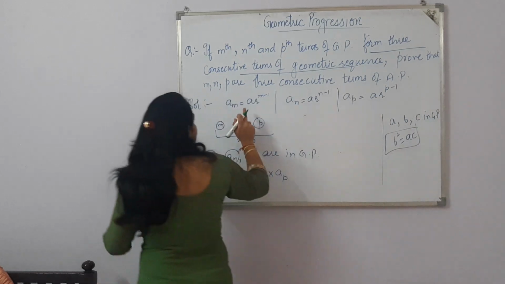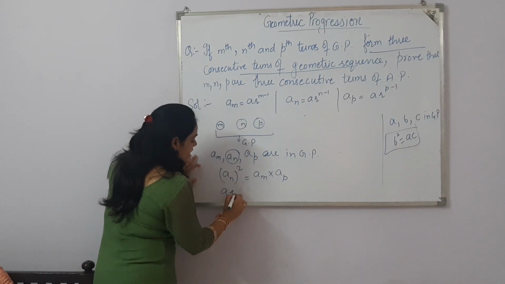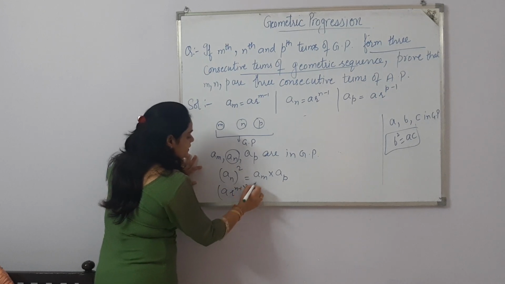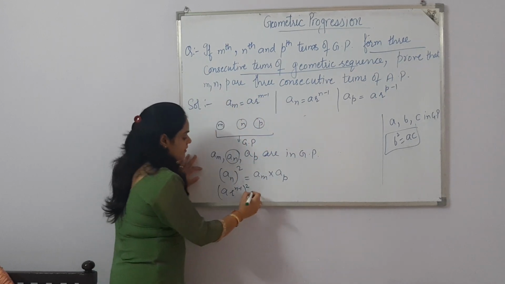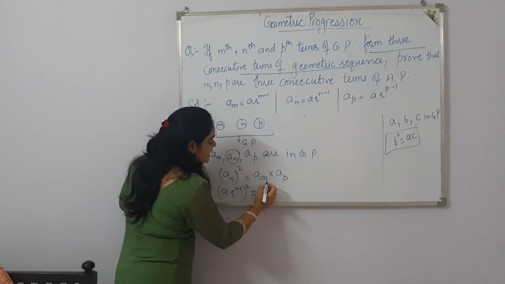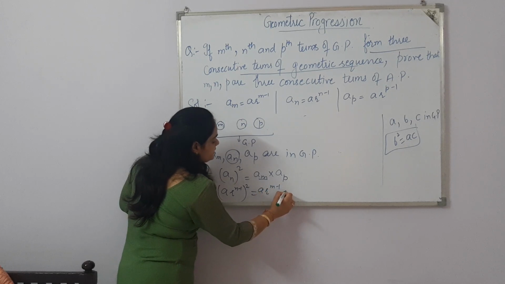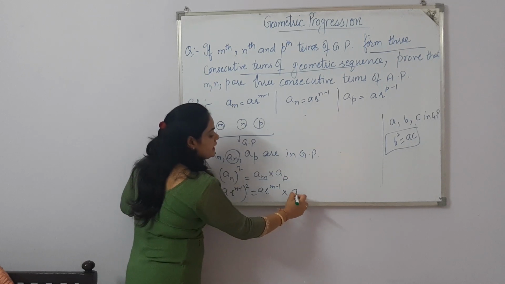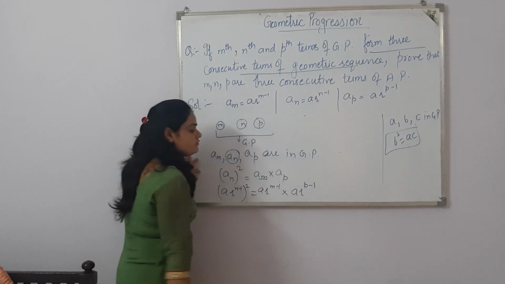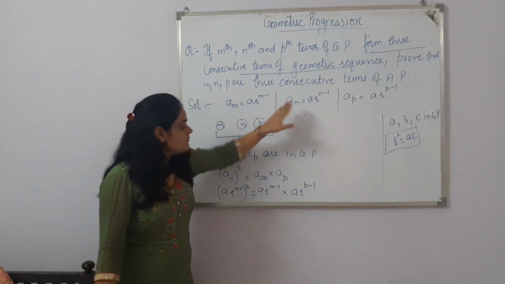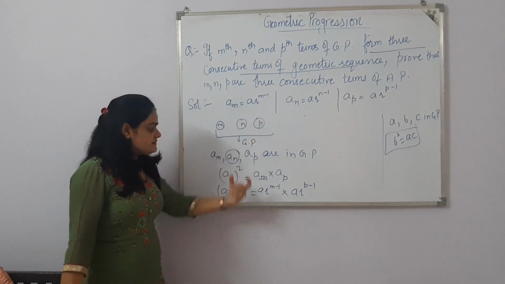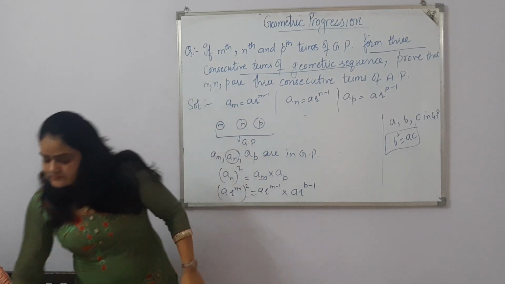What is an? an is a r raised to power n minus 1. We already found it above. Now am is a r raised to power m minus 1 and what is ap? a r raised to power p minus 1. We already found it out here. Now we applied these results here. After applying these results, what will we get?